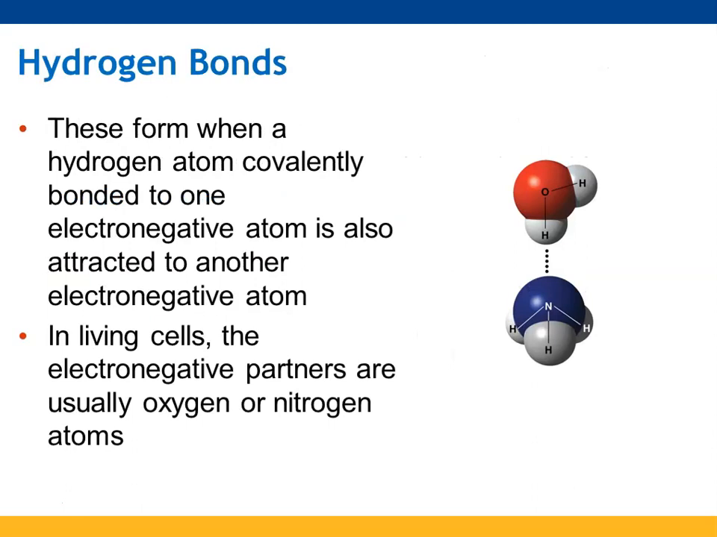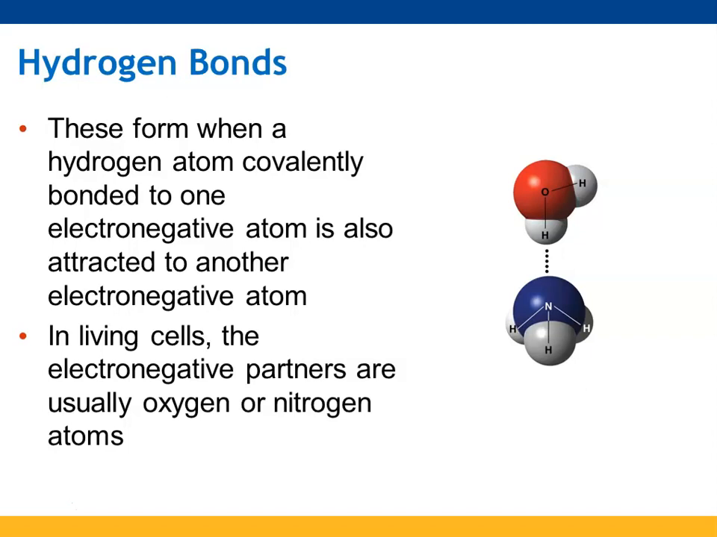Okay, we see hydrogen bonds between nitrogen, oxygen, or fluorine. One of those really super electronegative elements needs to be present, and they will form hydrogen bonds with other molecules that contain hydrogen.